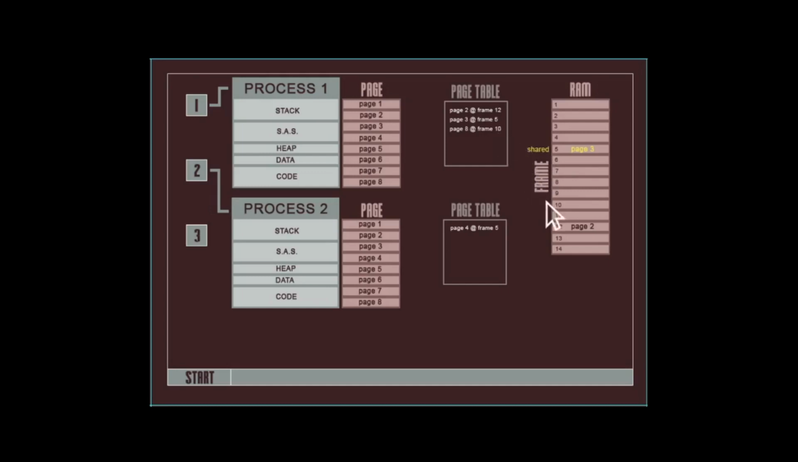Page 8 of process 1 will be located at frame 10 of main memory. Page 6 of process 2 will be located in frame 7 of main memory. Page 1 of process 2 will be located in frame 11 of main memory.